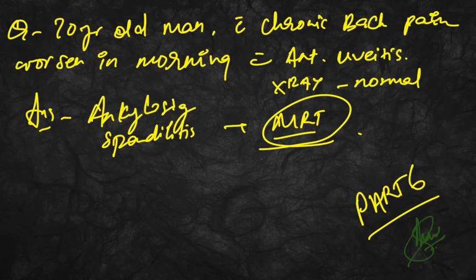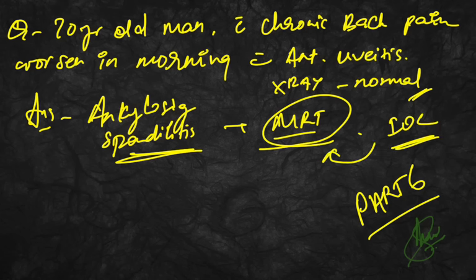A 70-year-old male with chronic back pain worsening in the morning with anterior uveitis. These are the symptoms of ankylosing spondylitis. X-ray was normal, but the question was which of the following is the investigation of choice. So for ankylosing spondylitis, the investigation of choice is MRI of the sacroiliac joints.